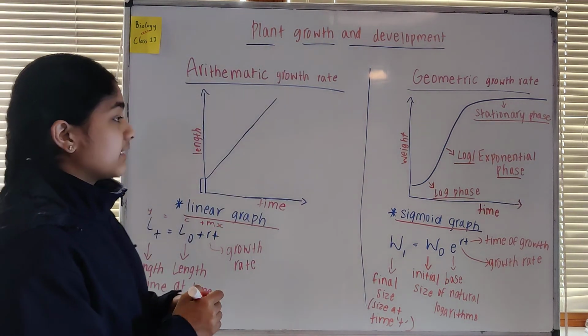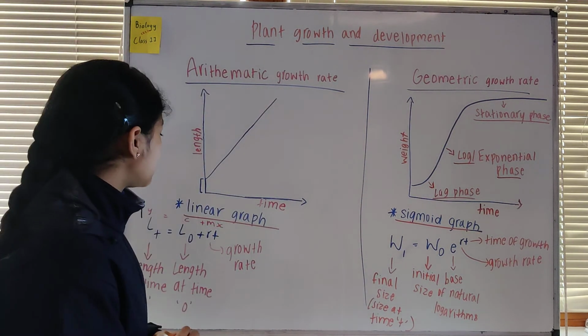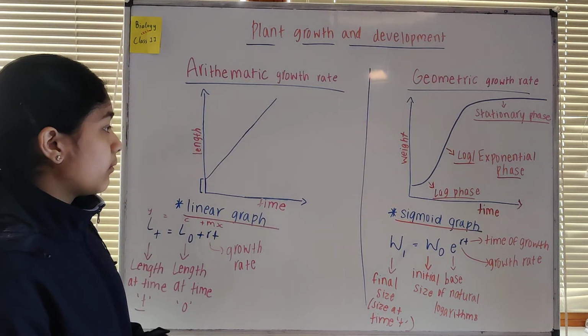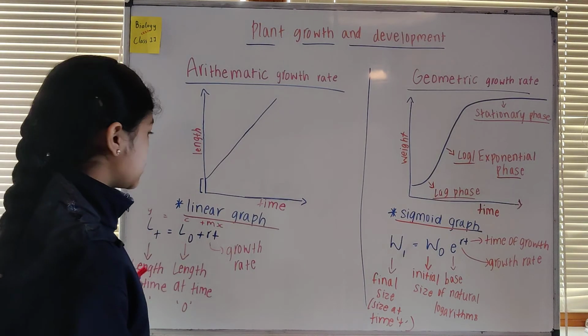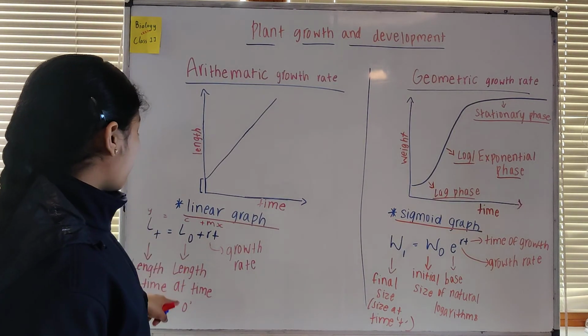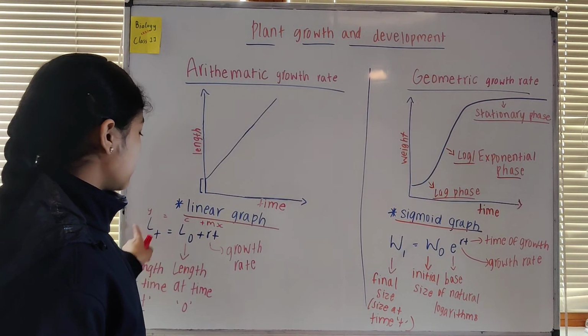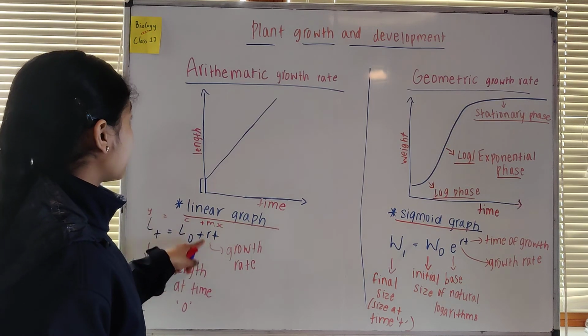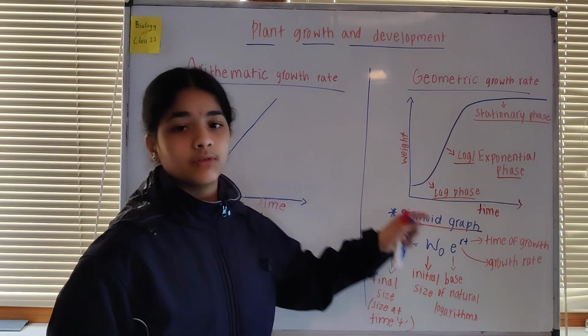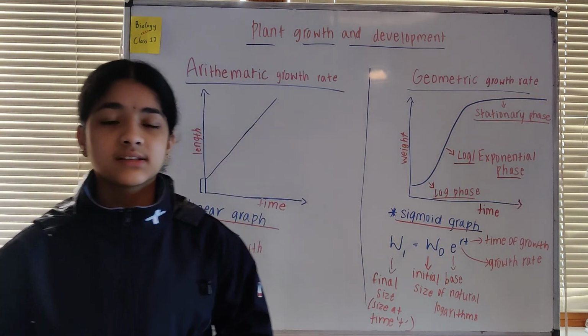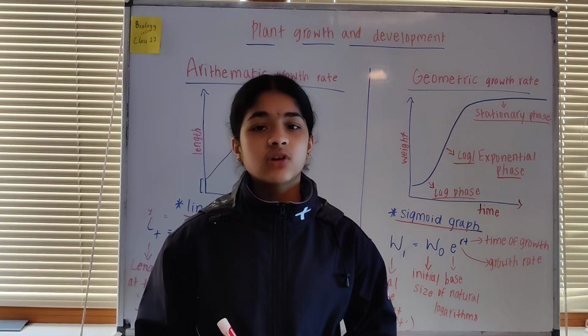And also we looked at the graphs. These are the most important parts: the linear graph and the sigmoid graph or S-shaped graph, the different equations and what they are called. So here it's the line equation. If you observe it carefully, it kind of looks like a line equation. And that is one more formula that we have for geometric growth rate. So in this video we discussed arithmetic growth rate and the geometric growth rate.